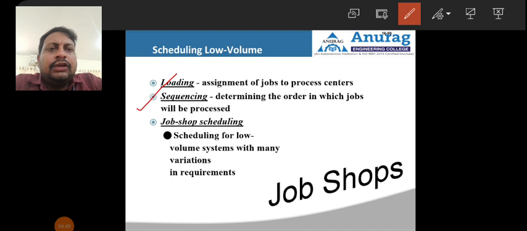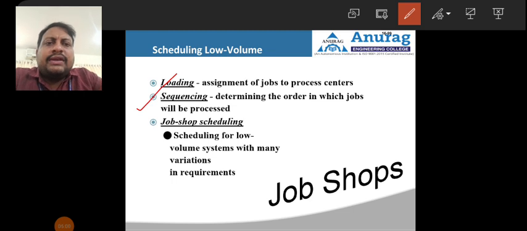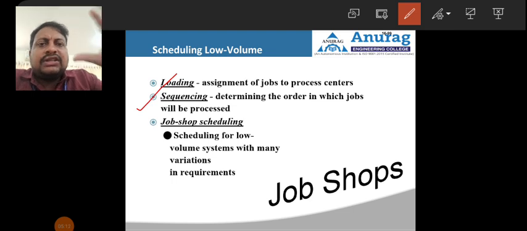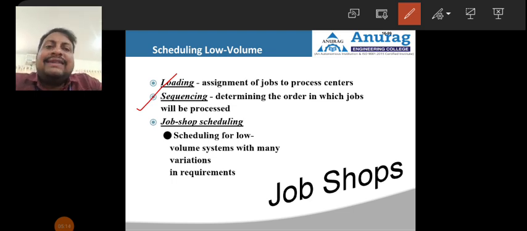The scheduling rules are classified into dynamic sequencing methods and priority sequencing rules. Based on the priority sequencing rules, we need to give the first priority to the orders. That is the priority sequencing rule. If you keep on changing the first priority, we call that dynamic sequencing.